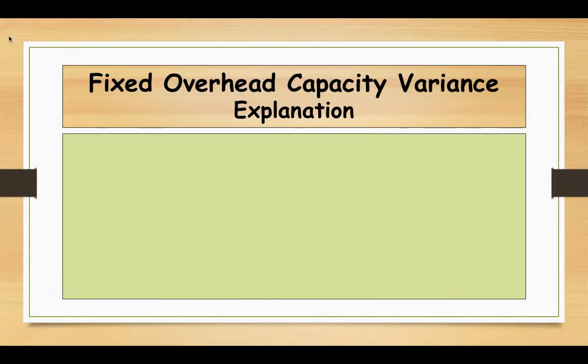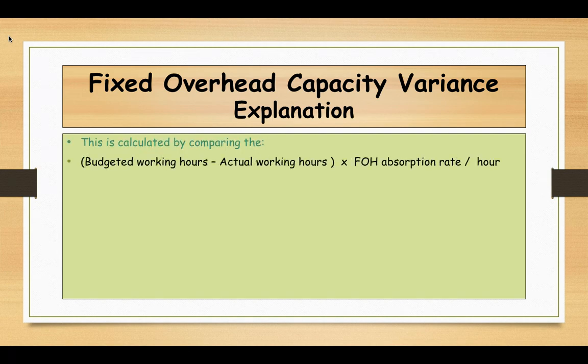Fixed overhead capacity variance. This variance will help us to identify whether we have overutilized or underutilized our fixed resources. So fixed capacity utilization variance identifies whether the planned working hours or budgeted working hours is more or less than the actual working hours. This variance is calculated by comparing the budgeted working hours with the actual working hours, and the difference we multiply by the fixed overhead absorption rate per hour.